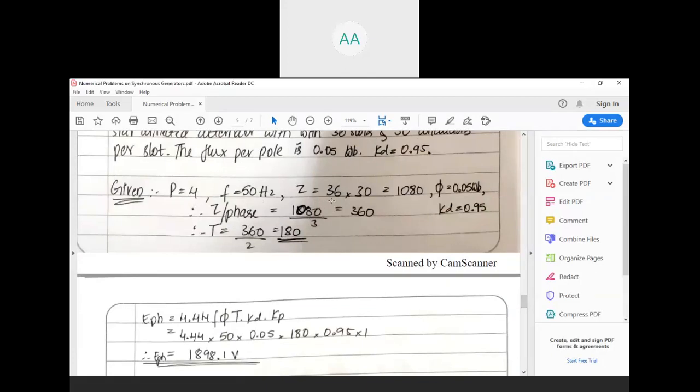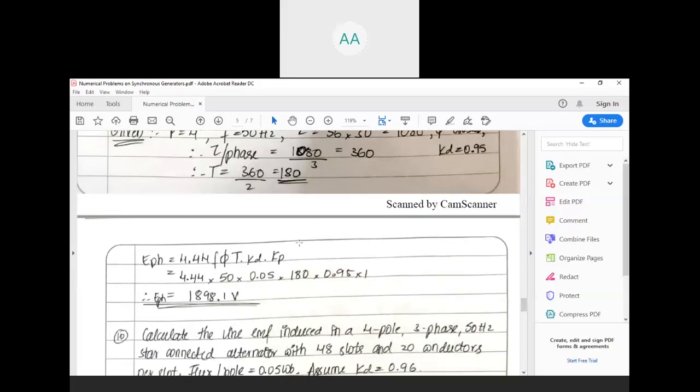Z, the total conductors in all the three phases, is 36 into 30 equals 1080 conductors. Flux per pole is 0.05 Weber. The total conductors per phase is 1080 by 3, that would be equal to 360 conductors per phase. In order to find out the turns per phase, you have Z equals 2T. So turns per phase is 360 by 2 equals 180.